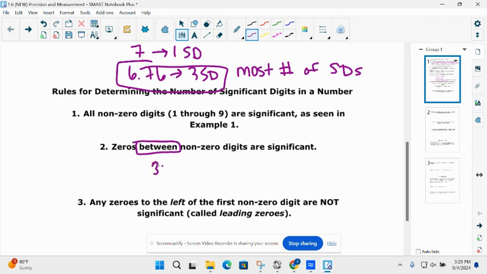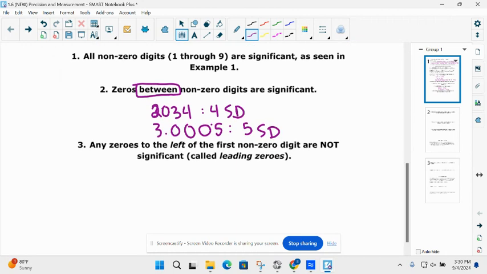So 2034 has 4 significant digits because the 0 in between the 2 and the 3 counts. 3.0005, since the 3 and the 5 count, the zeros between them count. So that would have 5 significant digits.